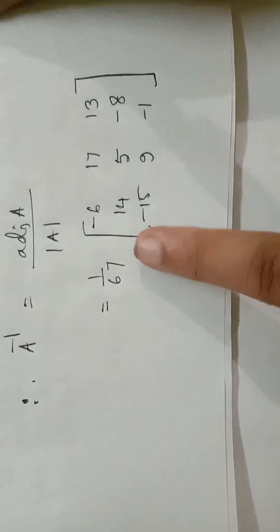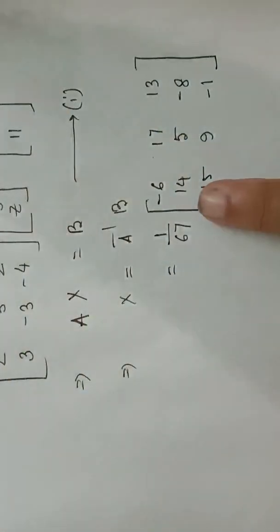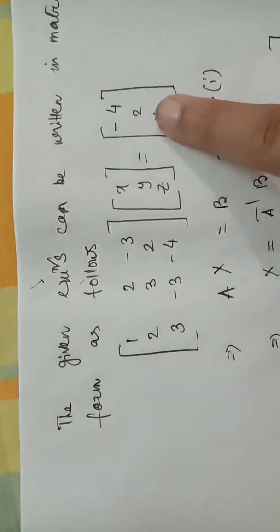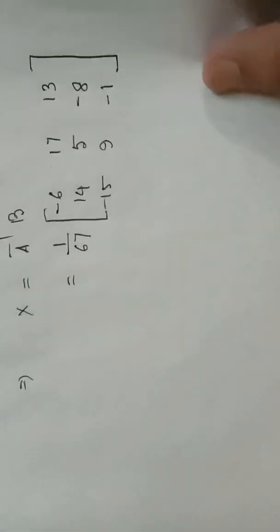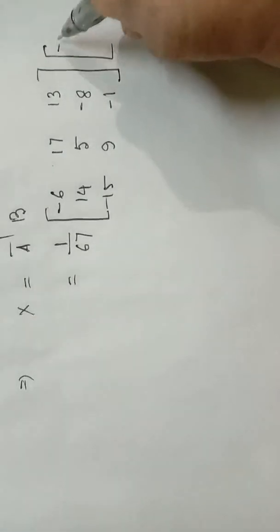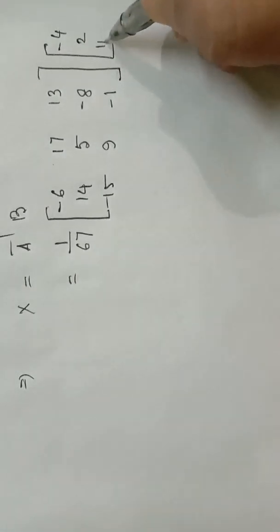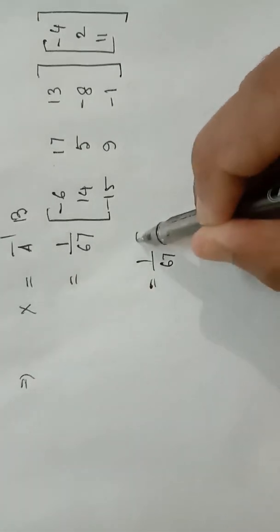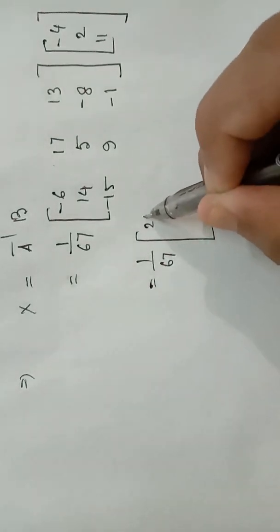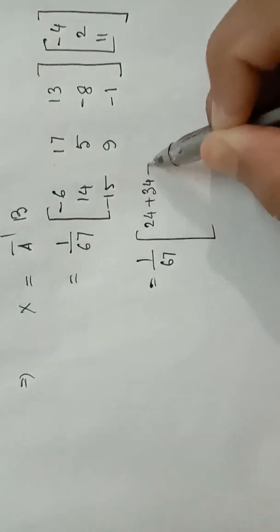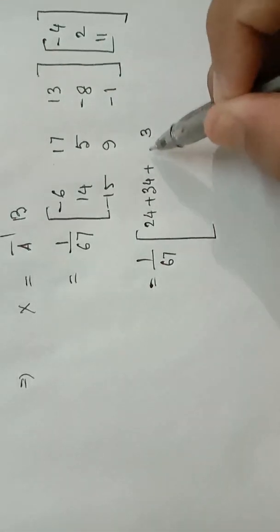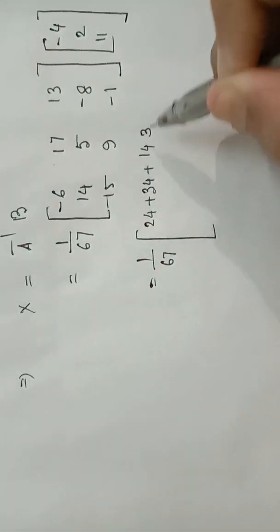This is our A inverse. You can see we have already calculated A inverse. Here I have written A inverse equal to this. And what is our B? The right hand side B, the matrix B is this, minus 4, 2, 11. So we have to write here minus 4, 2, 11. 1 by 67 into, if we multiply, it will be 24 plus 34 plus 143.